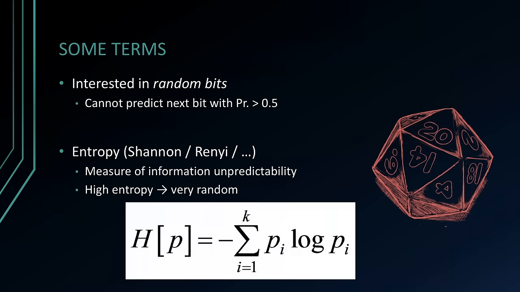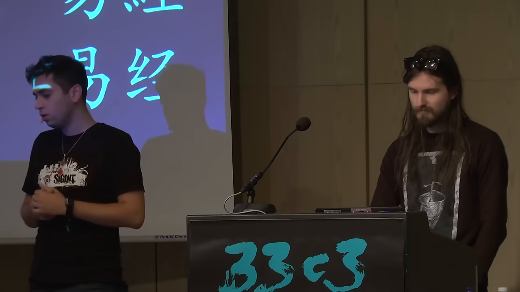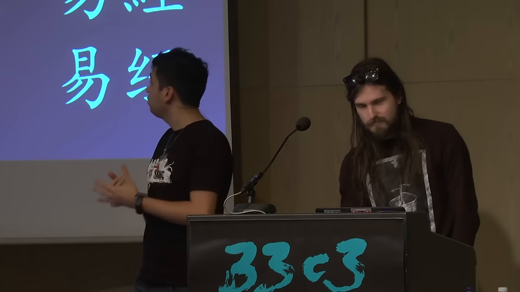Well, what is randomness? I don't want to go into the philosophical talk of randomness here, but generally, in a stream of bits, if you cannot predict the next bit with a probability of more than 50%, then let's call it random. Another side of it is entropy, which is very interesting. It's a measurement of information unpredictability, and usually high entropy means very random or higher randomness.